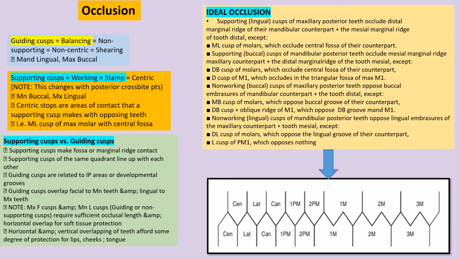Now supporting cusp versus guiding cusp. So supporting cusps, they are the working cusps. They make contact with the fossa or the marginal ridge. And guiding cusps are related to interproximal areas, embrasures, or the developmental groove. Now the maxillary lingual cusp and mandibular buccal cusp require sufficient occlusal length and the horizontal overlap, overjet, or overbite.